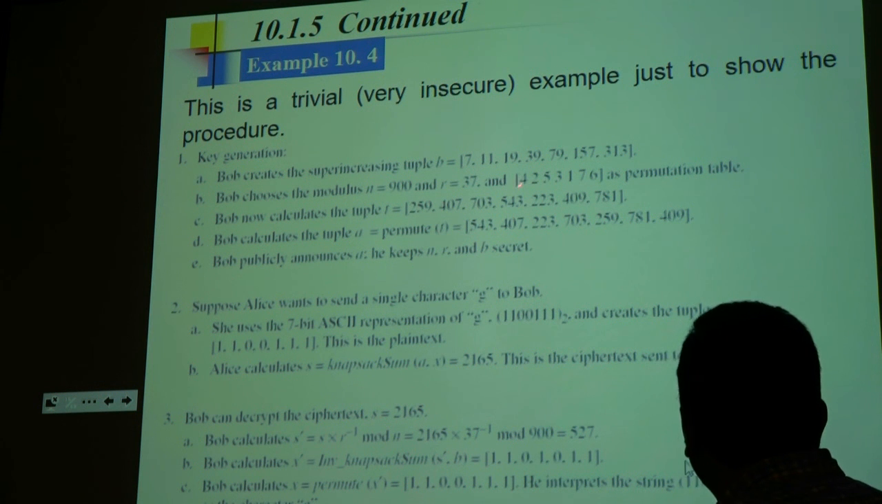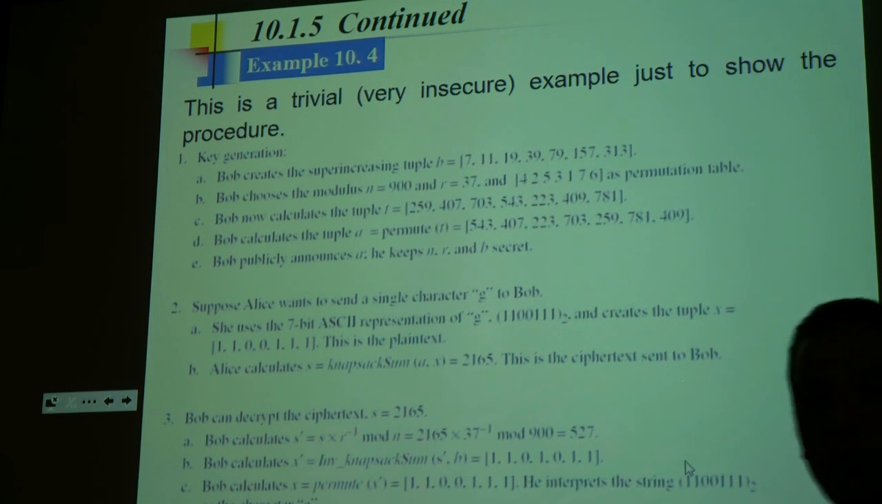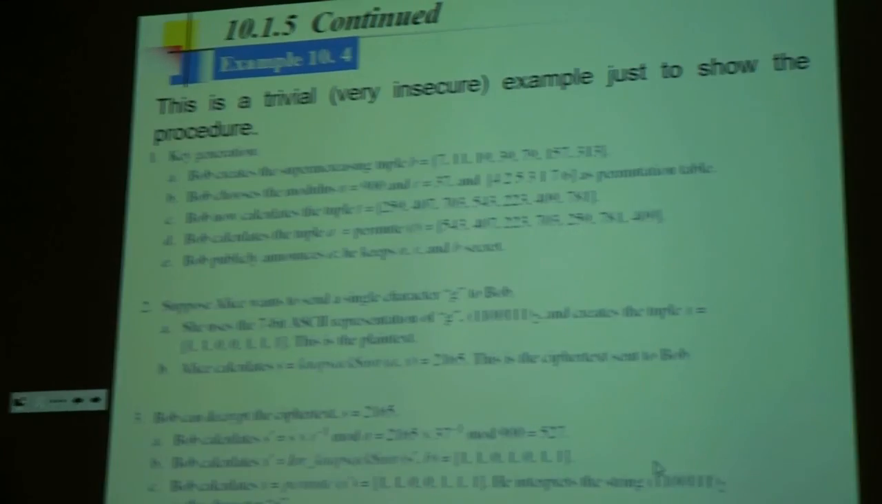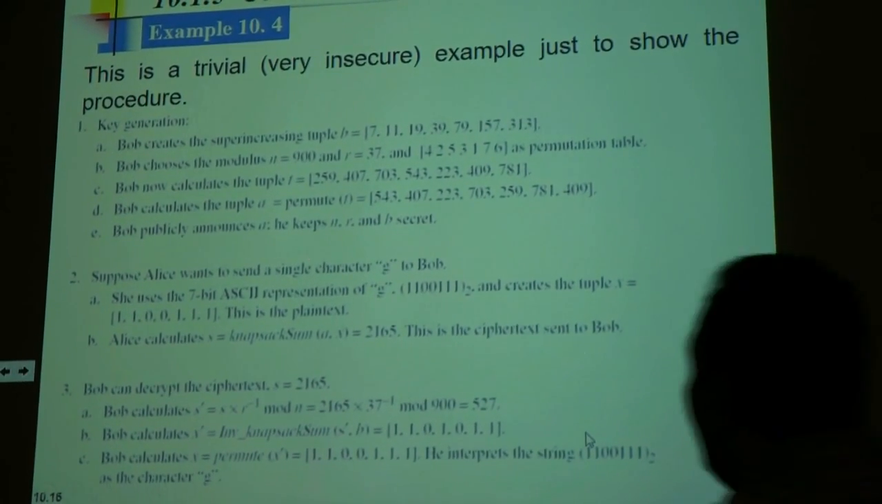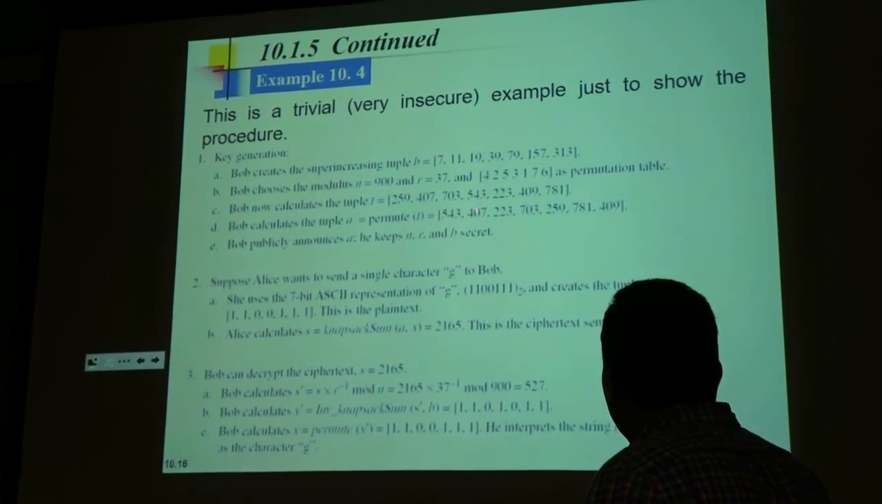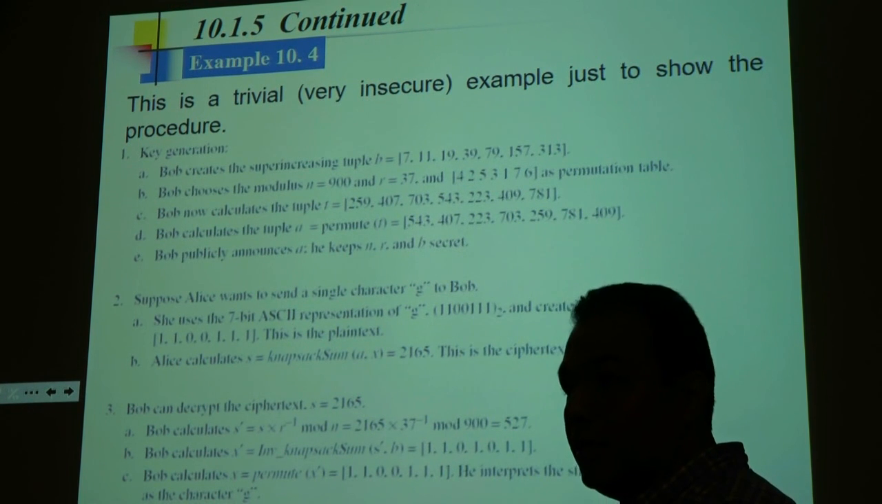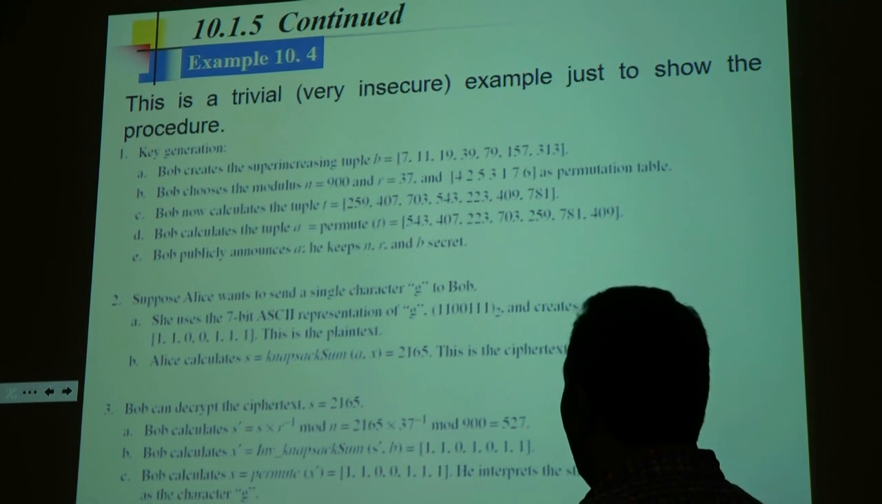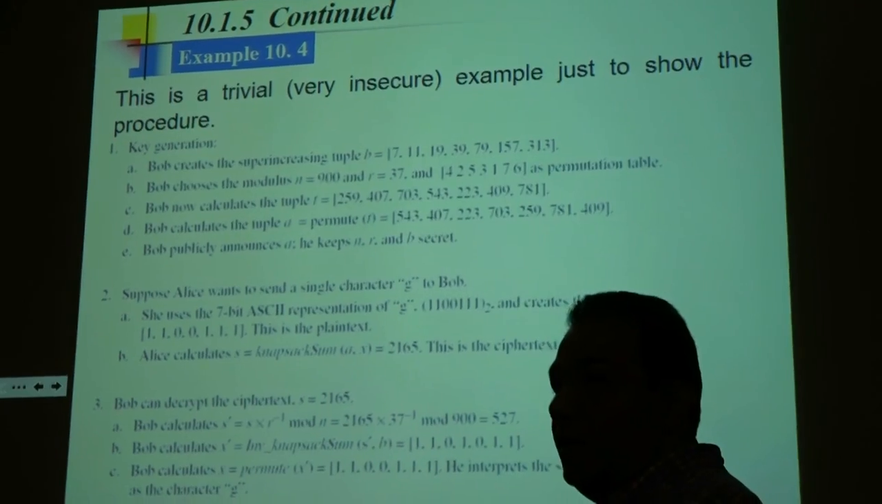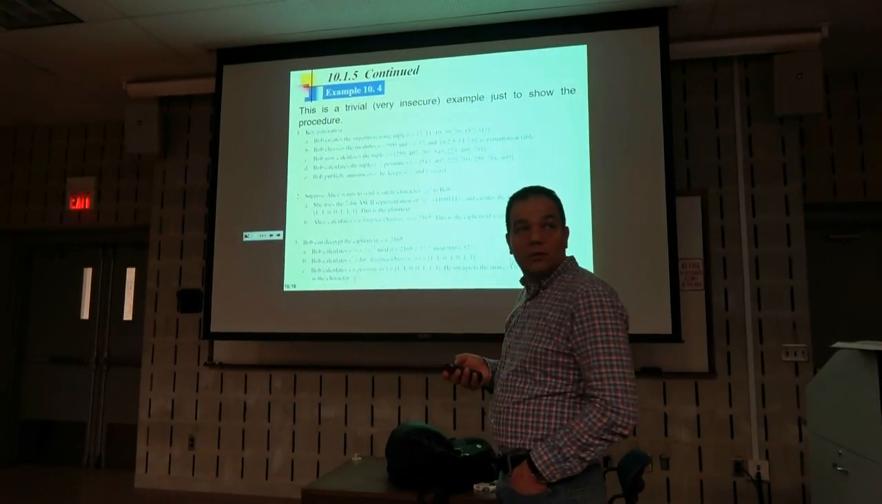What is 5? After 4, 2, 5. 1, 2, 3, 4, 5. 223, and so on and so forth. You permute, you rearrange them, right? And then Bob publicly announces A. What is A in here? A is the public key. What is the private key? B and R and N.